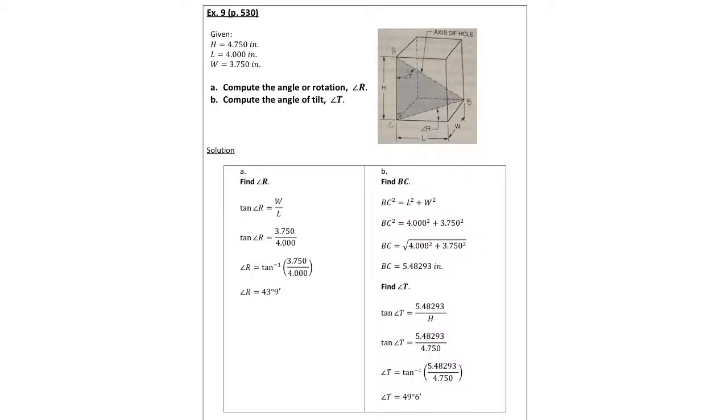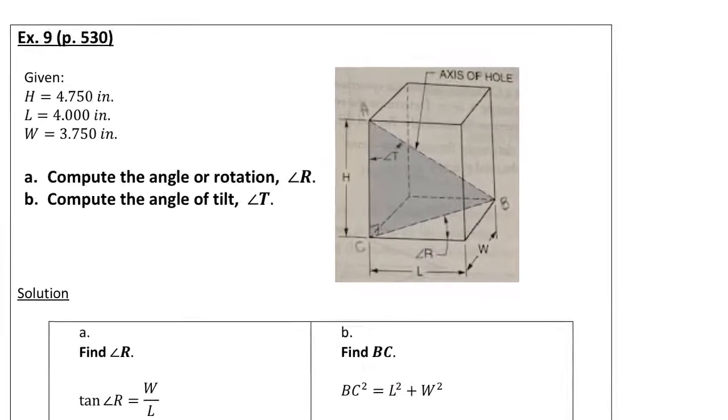Exercise 9 on page 530 is an exercise very similar to the previous one. The height of the rectangular solid is 4.75 inches, the length is 4, the width is 3.75 inches. We need to compute the angle of rotation R and the angle of tilt T. So let's look closer at this picture.